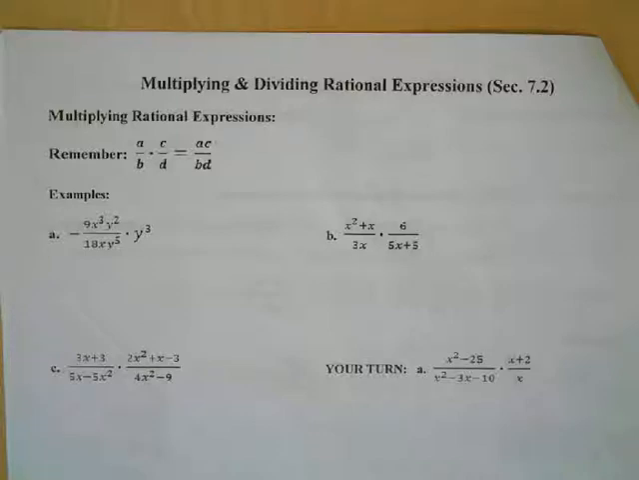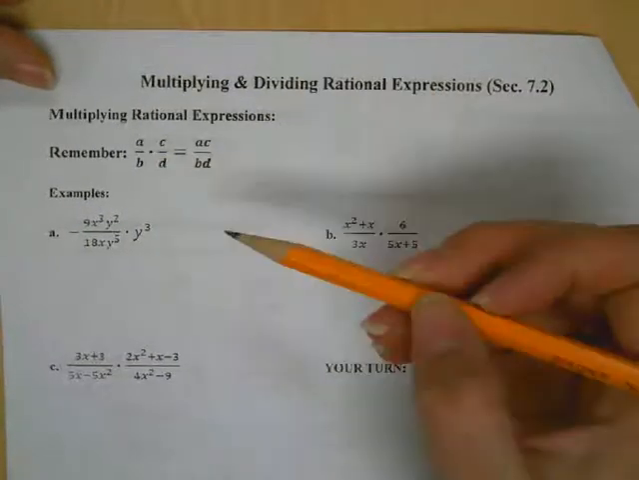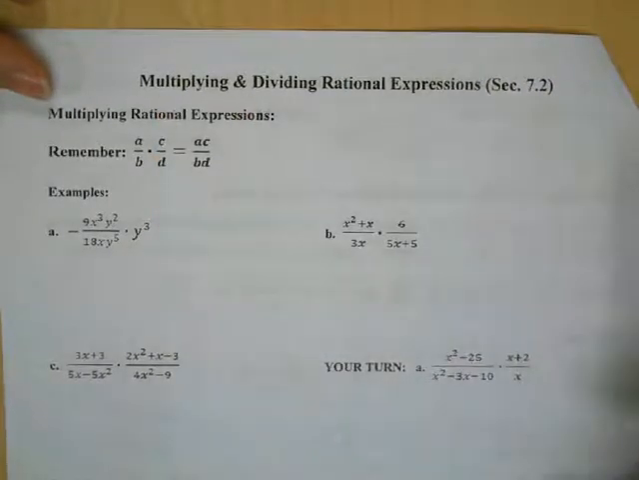Okay, so we've covered how to simplify rational expressions. Rational expressions, of course, meaning that we have a fraction. Okay, that's what a rational expression is. It can be written as a fraction. So once we've simplified, now we're going to look at multiplying and dividing rational expressions.